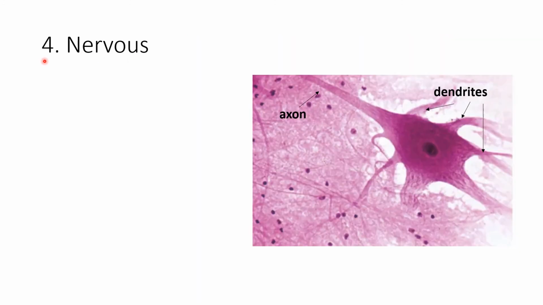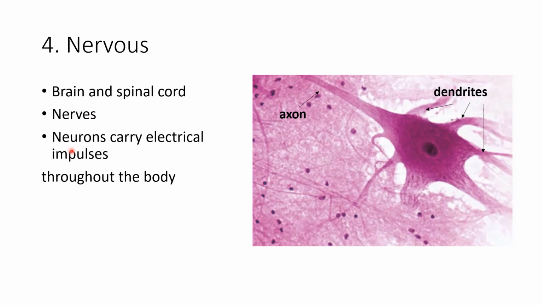Okay, finally we have nervous tissue. Nervous tissue is what makes up your brain and spinal cord, as well as all of the different nerves that run throughout your body. Nervous tissue is made of a type of cell called neurons, which function to carry electrical impulses throughout the body. That is how your brain communicates with the rest of your body and tells it what it needs to be doing, through electrical impulses that travel through the individual neurons of the nervous tissue.